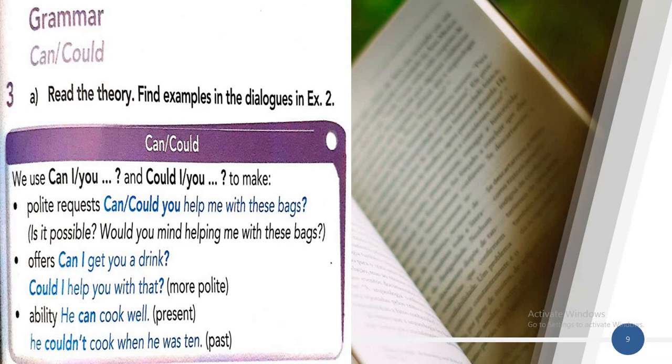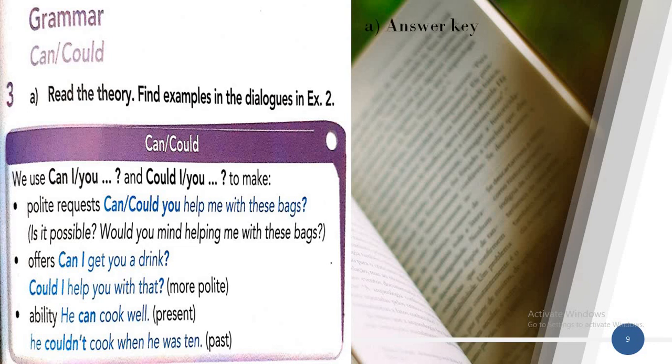Can I get you a drink? So this is an offer. Could I help you with that? So this is an offer that is more polite. And the last one is ability. So, he can cook well. This is an ability to cook well, present. He couldn't cook when he was 10, past. So we use can in the present and could in the past.